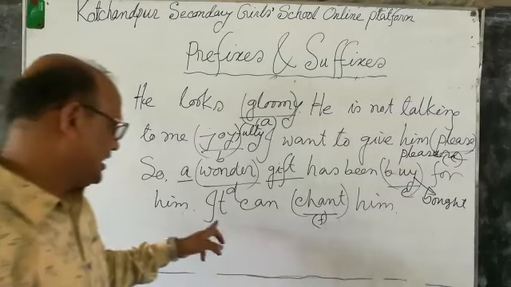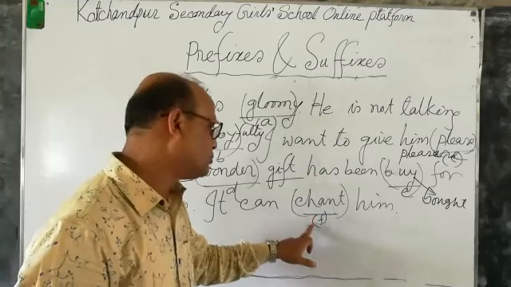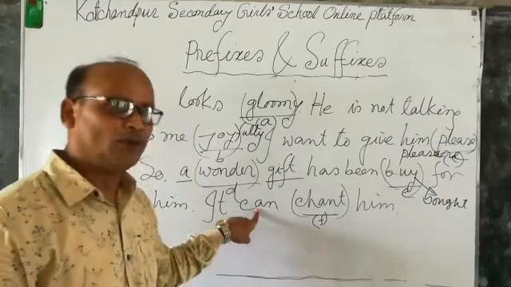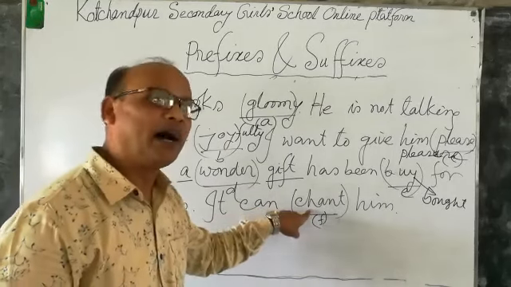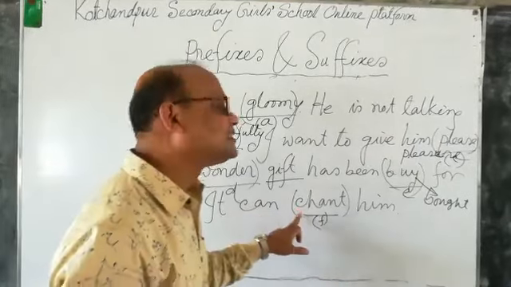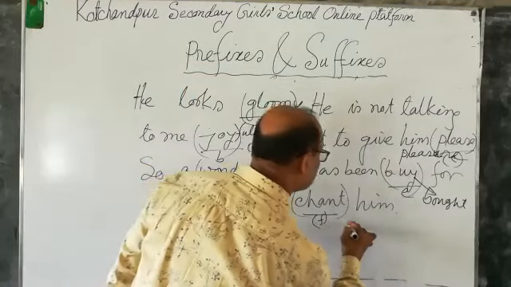And at last, it can chant. The verb form will be, as we have learned, after modal auxiliary we use verb. So it will be verb. Here it can enchant him, and it will be base form. It will be base form. Enchant.